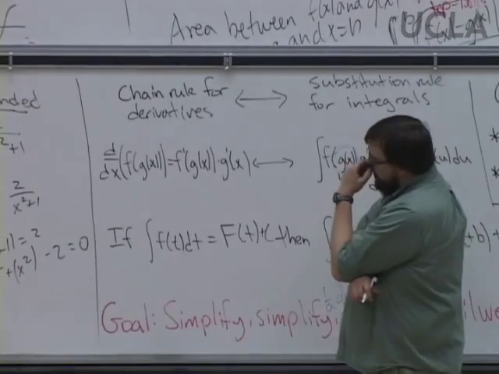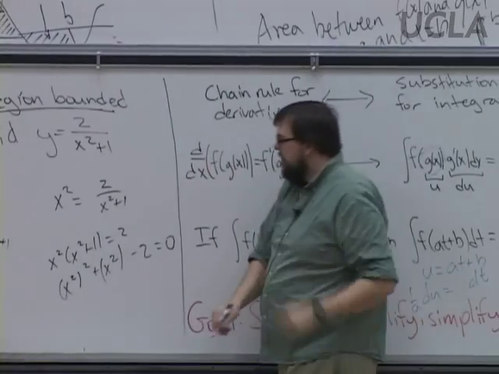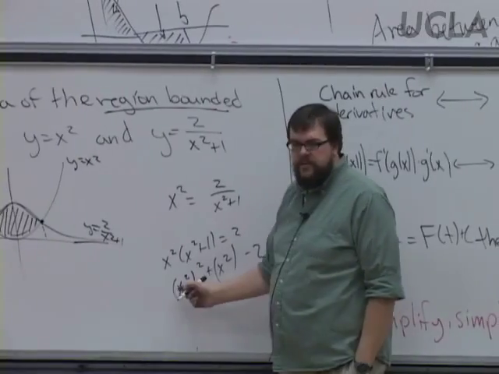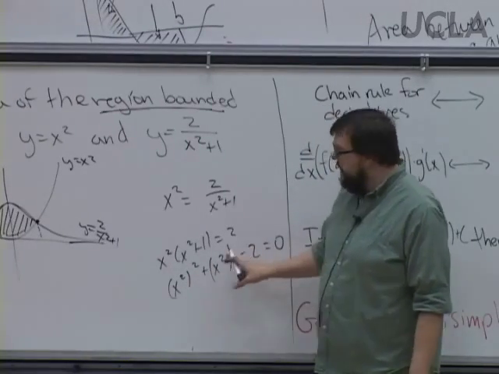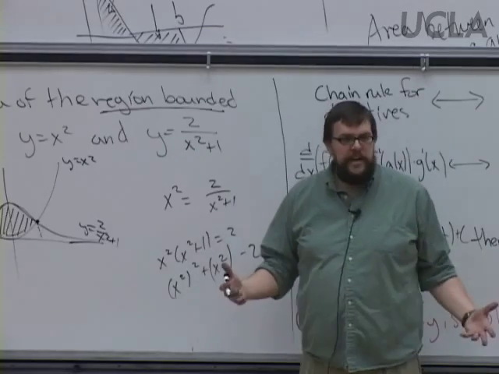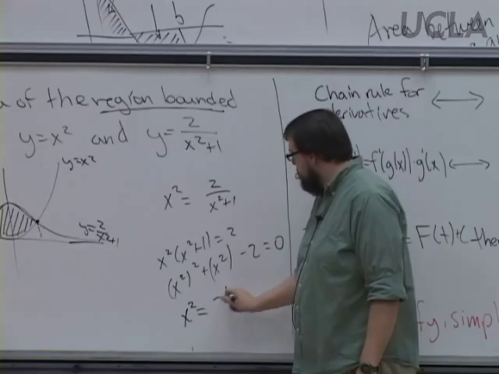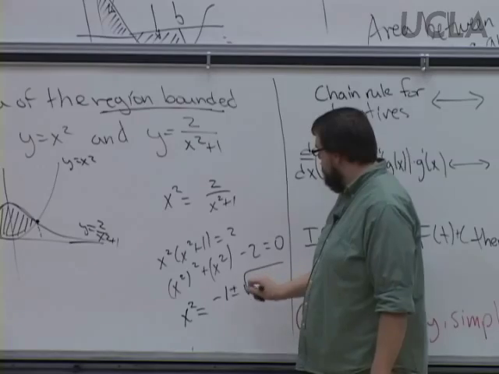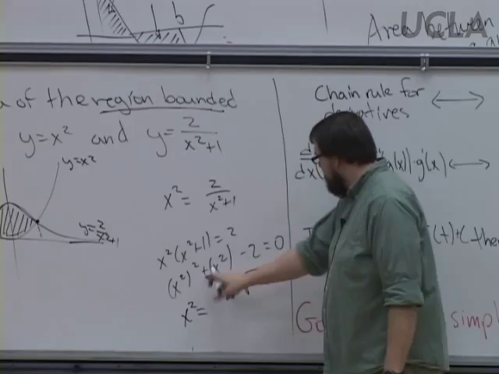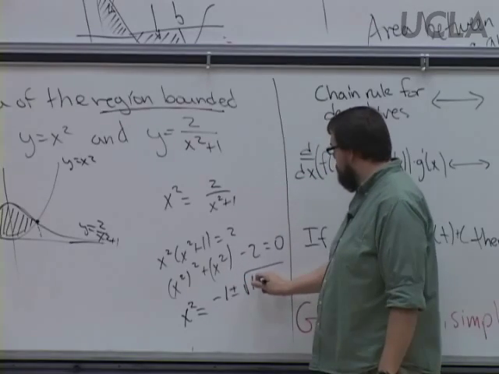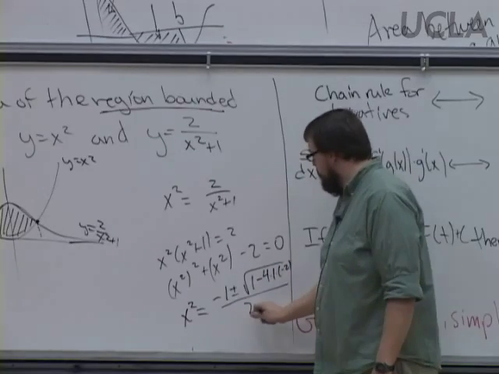Now what can I do to solve for x? Well, in some sense, this is a quartic because it has x to the fourth. But I've written it in kind of a strange way where I've written x squared squared and x squared minus 2. This is really a quadratic, but instead of a quadratic of x, it's a quadratic of x squared. So I can use the quadratic formula to say, well, x squared equals negative b plus or minus the square root of b squared minus 4ac, all over 2a.